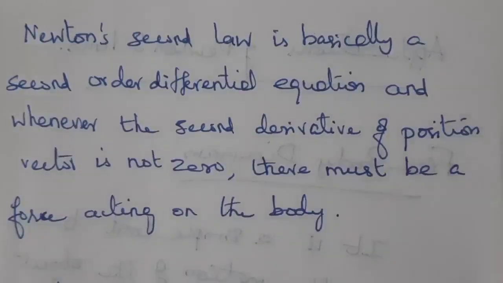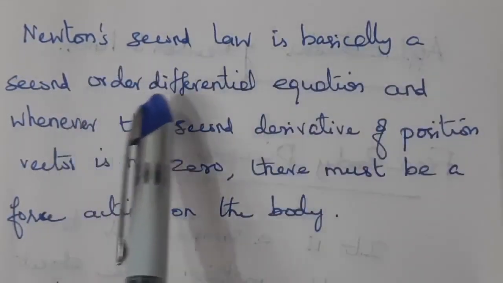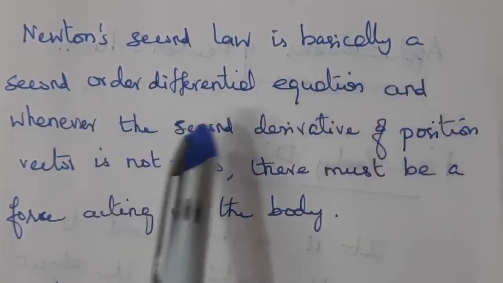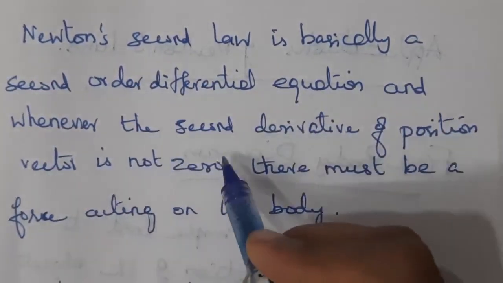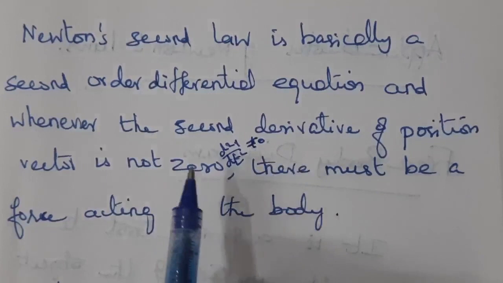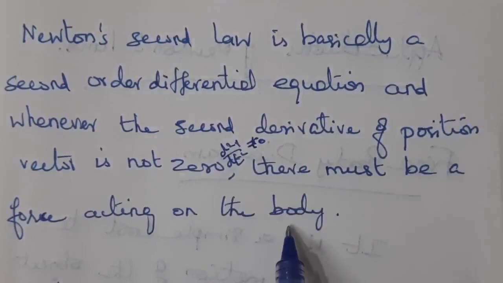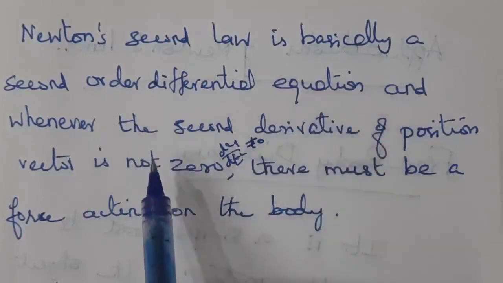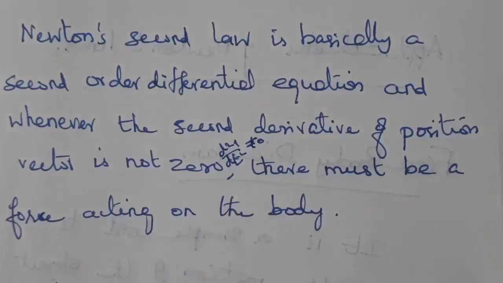From that expression, we can say Newton's second law is basically a second order differential equation. Whenever the second derivative of position vector, that is d square r by dt square, is not equal to 0, there must be a force acting on the body. So Newton's second law is basically a second order differential equation, and whenever the second derivative of position vector is not 0, there must be a force acting on the body.